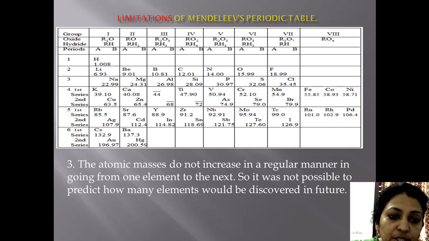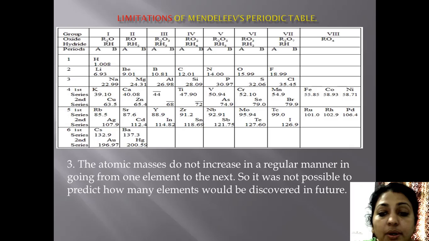And the third limitation is, the atomic masses do not increase in a regular manner going from one element to the next. So it is not possible to predict how many elements would be discovered in future. That means from one element to the next element, the atomic mass does not have any regular increment, right? So we cannot predict how many elements would be discovered in future in between these two elements.